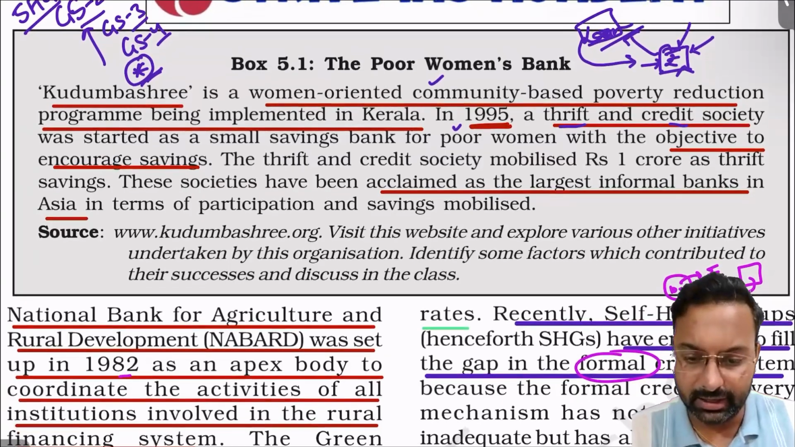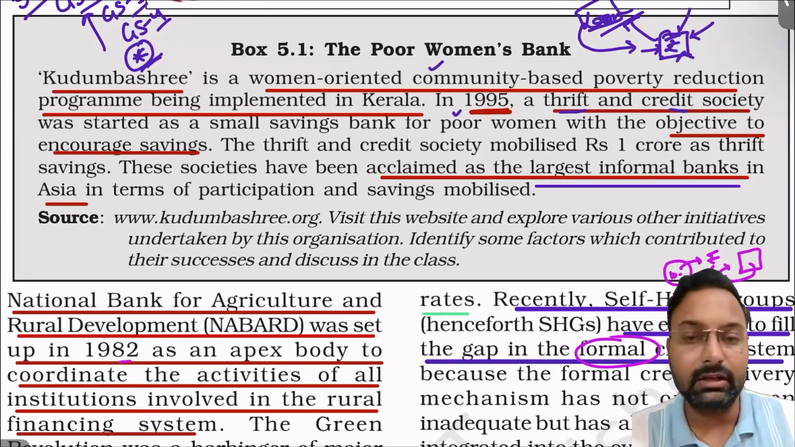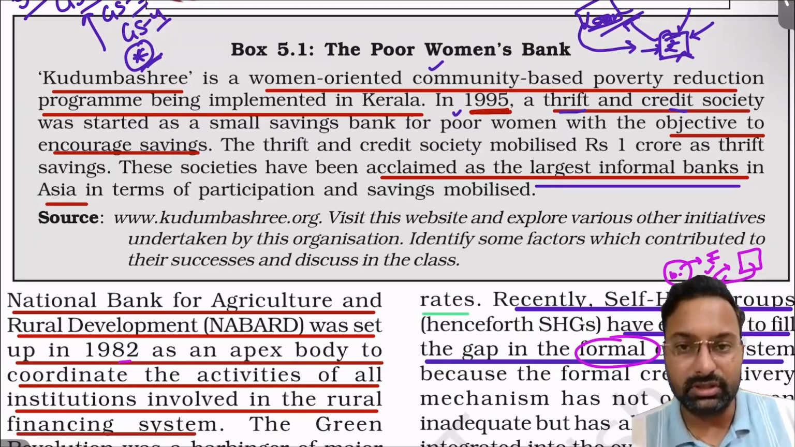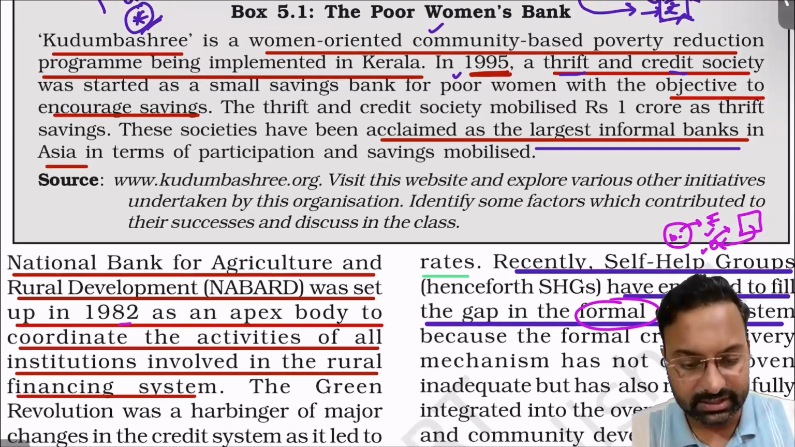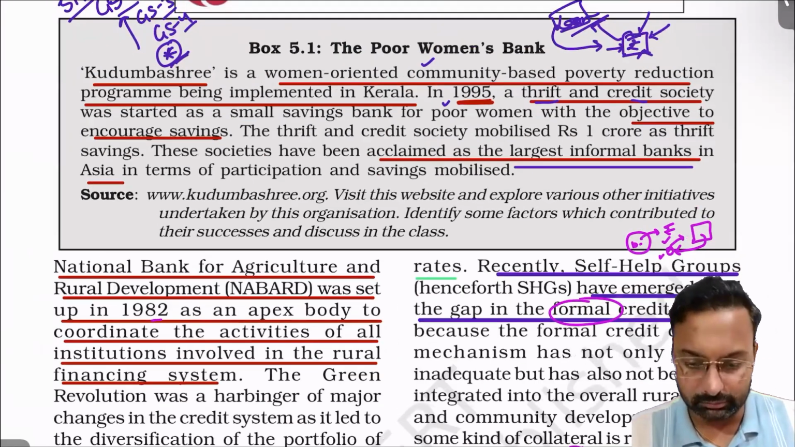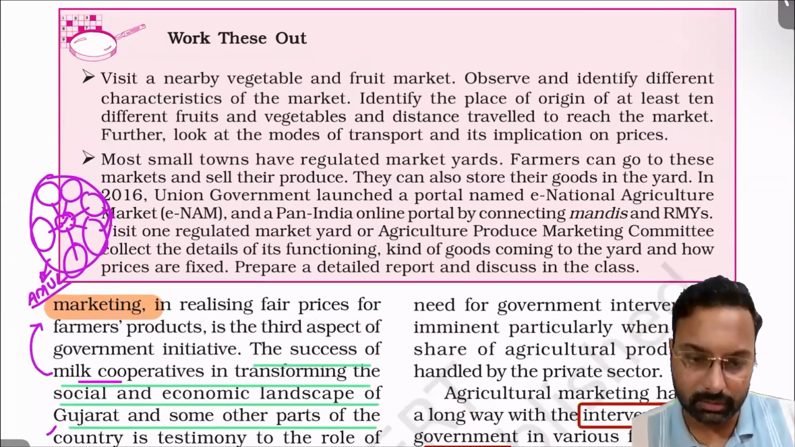So this was being done, and this has now been called one of the largest informal banks in India, in Asia, right? So this is the potential of the self-help groups, right? So this is the example that you can always quote, right? And also this is an example of rural development.